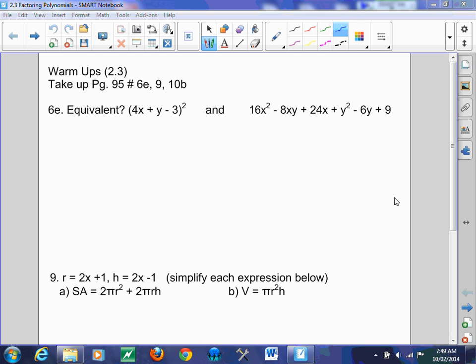Hello, class. Hope you're having a great day. Today's lesson is 2.3 factoring polynomials. Let's just take a look at some warm-up questions from last day's homework.